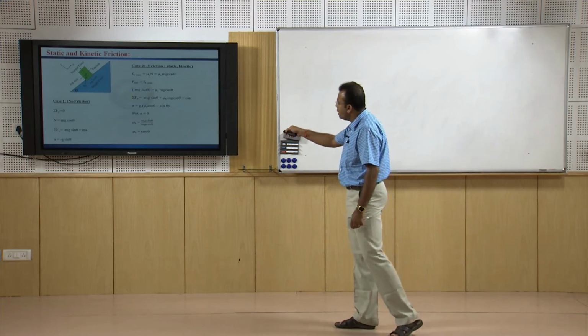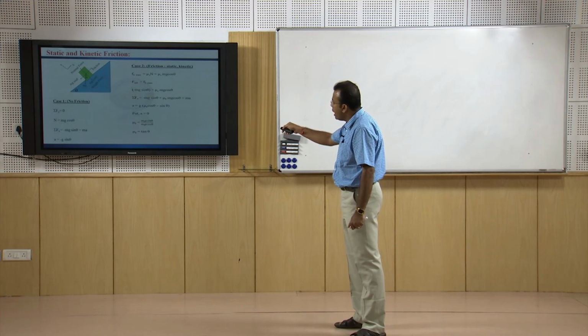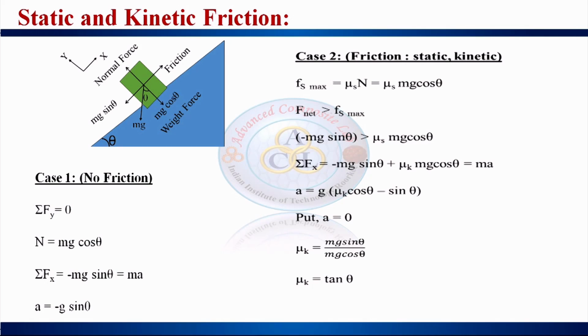So, from these equations we will get that F net is nothing but minus mg sin theta, which is the mass into acceleration of that particular body, and it is more than or equal to mu s into mg cos theta. So, from these equations we can calculate the value of the acceleration. The acceleration of that particular body is a is equal to g into mu k cos theta minus sin theta.